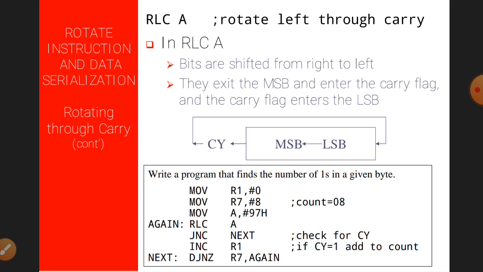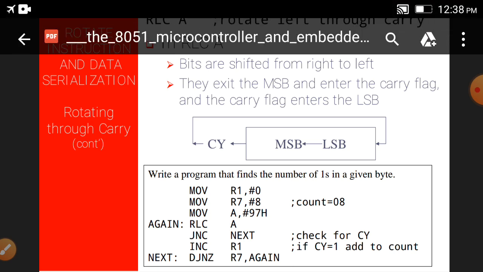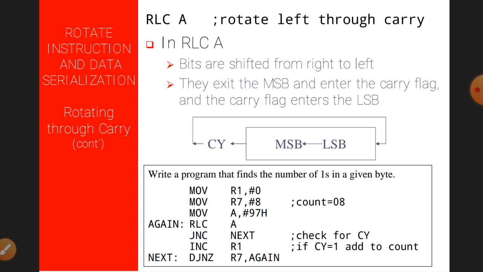Okay, so now RLC, we are using this instruction, rotate left through carry. So whenever I give the instruction RLC A, what it is doing is rotating one by one bit in the accumulator register, and that too on the left side through carry. So we are considering carry also.